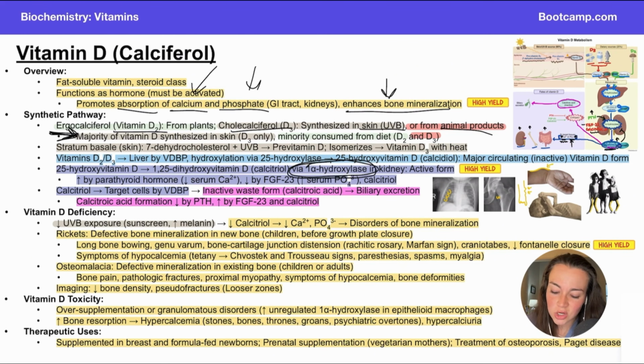Once that calcitriol is done performing its functions, we can break it down into calcitroic acid and excrete it in the bile. Vitamin D deficiency causes either rickets or osteomalacia. We talked about the very striking bone findings that you can see for both.